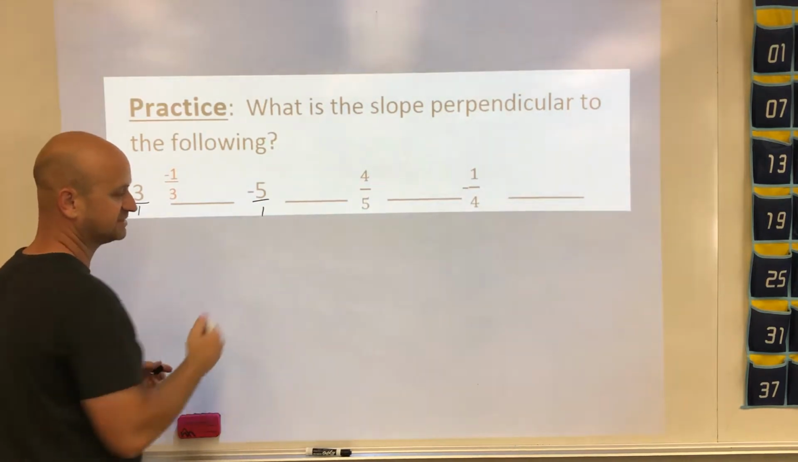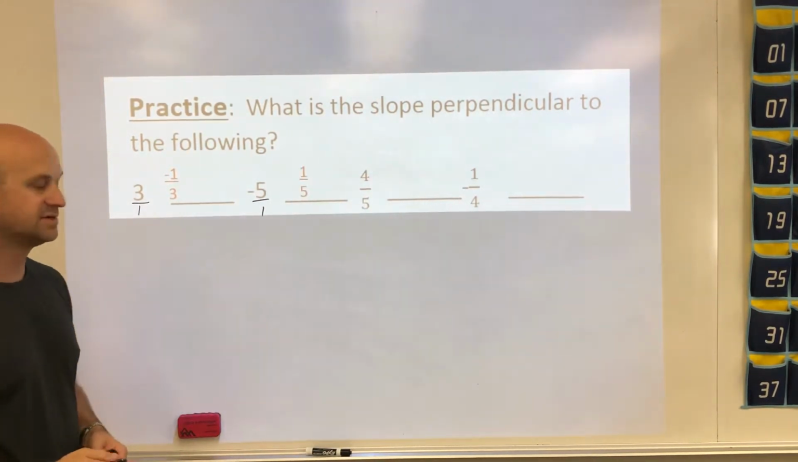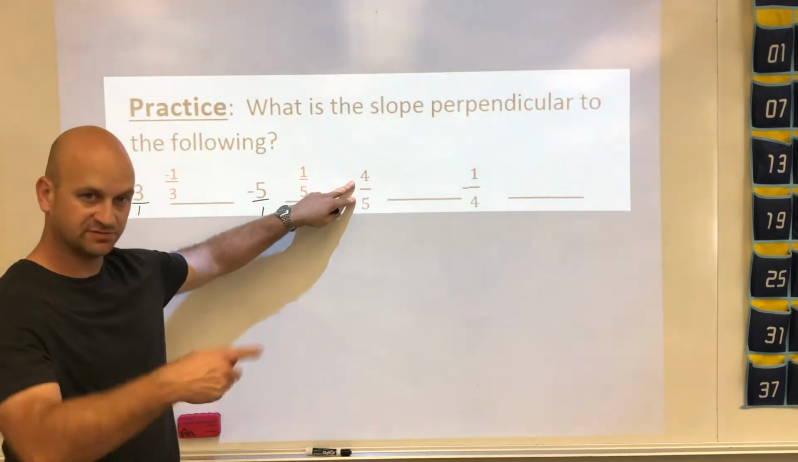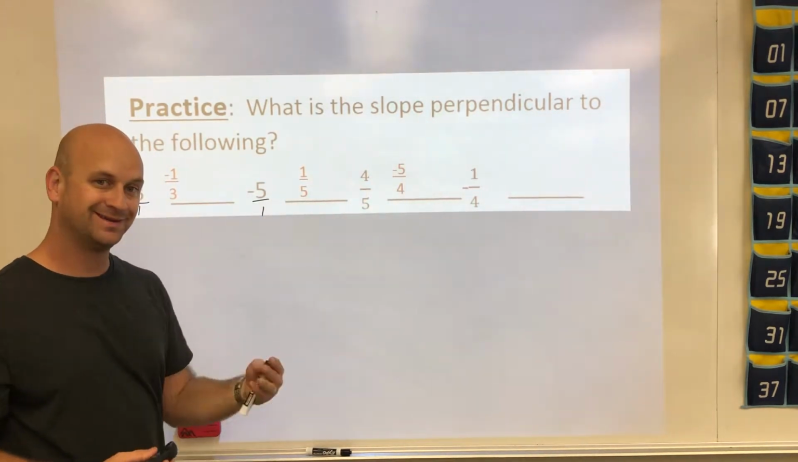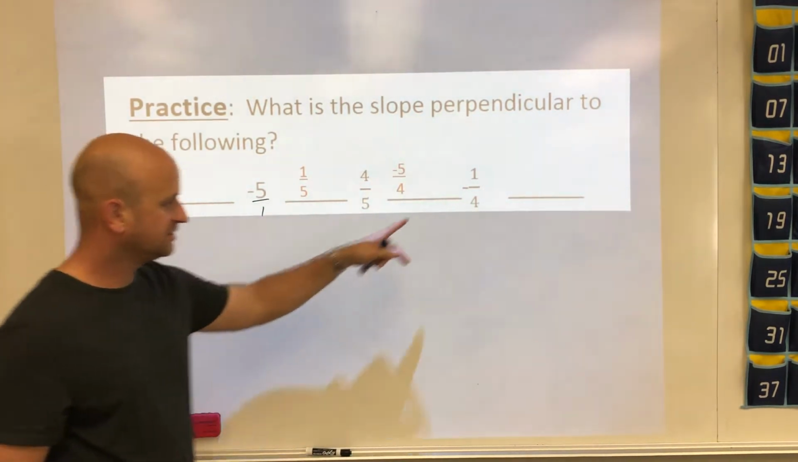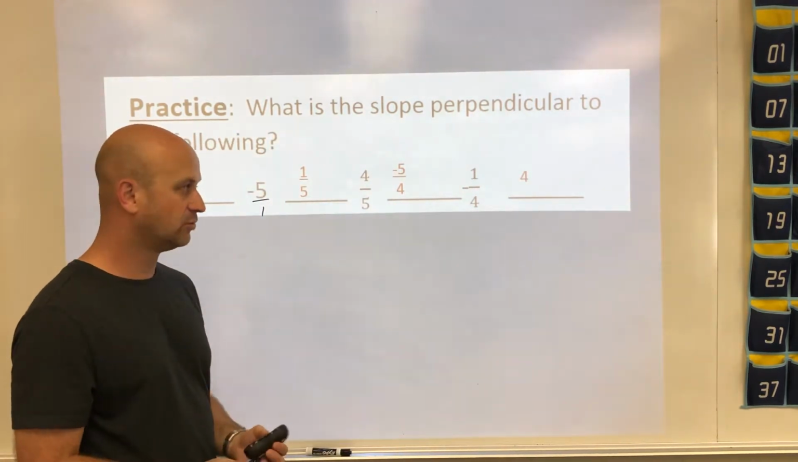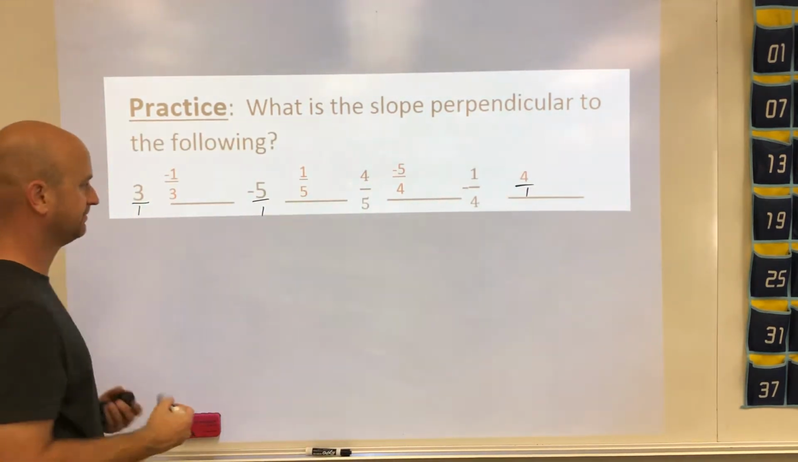For a -5, it's technically -5/1. Flip the fraction, change the sign, would give us 1/5. For 4/5, we flip the fraction, that would make it 5/4, and then change the sign, would make it -5/4. And the last one is a -1/4. If we flip that and keep it, it would be 4, or you could write it as 4/1. Either of those is okay.